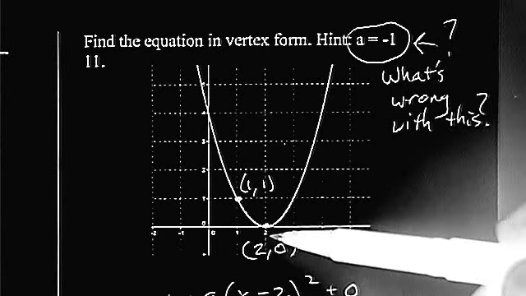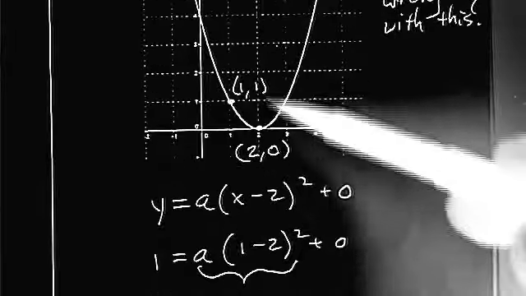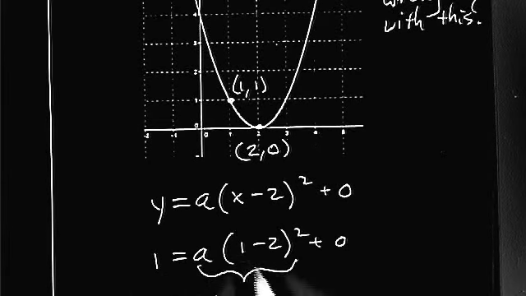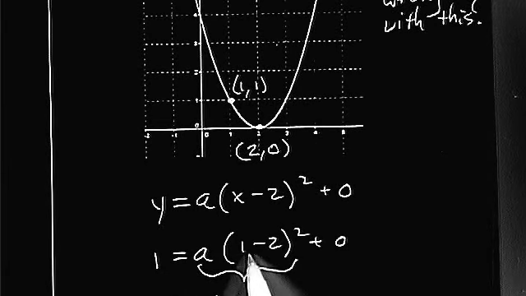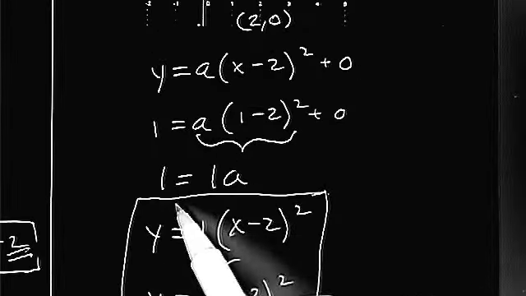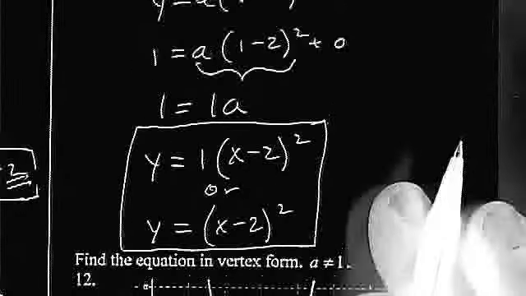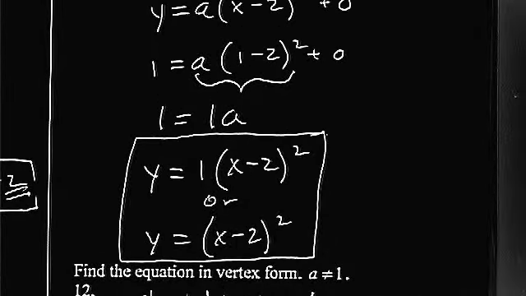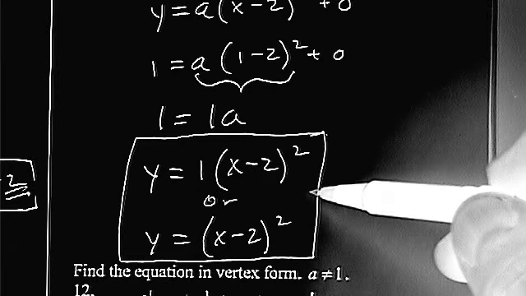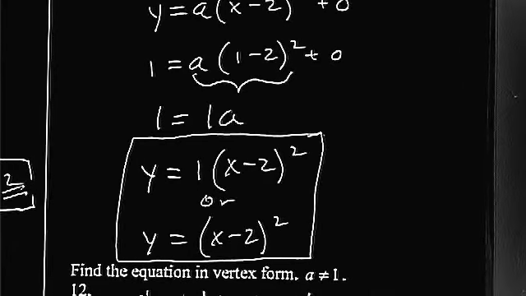and use the vertex, which is 2, 0, and one of the other points that's on the graph, 1, 1. 1 for x, 1 for y. 1 minus 2 is -1, squared is +1. Of course, that 0 on the outside isn't going to affect anything, so now I know that the a value is 1, and one of these is my vertex form. They only wanted vertex form, so I could take either one of those right there. Since my k value on the outside is a 0, I don't even need to write it. If you do write it, it's not going to hurt anything if you do.